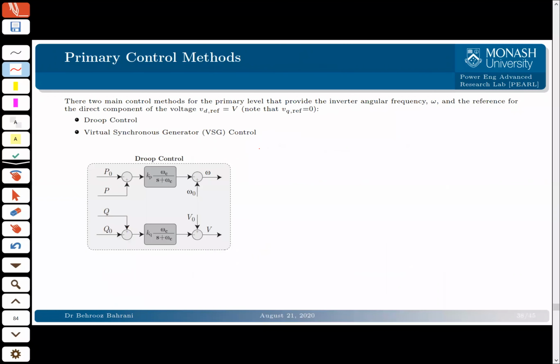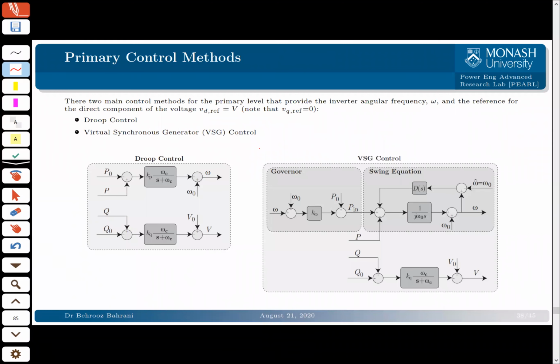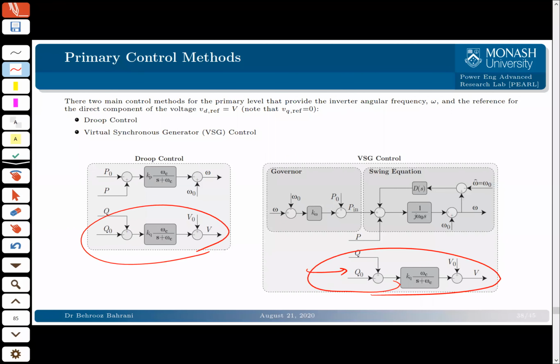Now, if we look closer, there are two main types of primary controller in the literature. One is droop control, one is VSG control. Droop control is probably known to you. In terms of reactive power, VSG and droop control are identical, but the real power loop is slightly different.